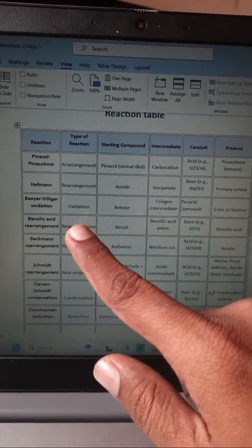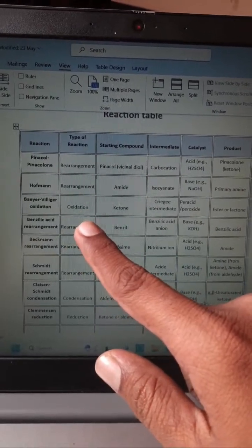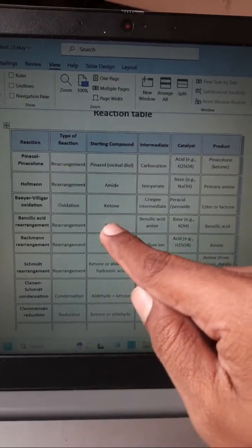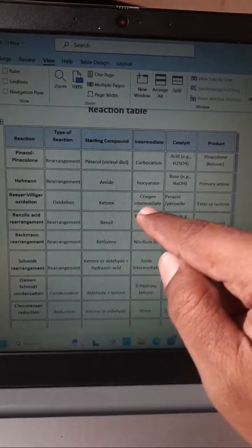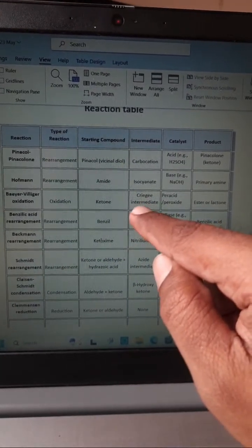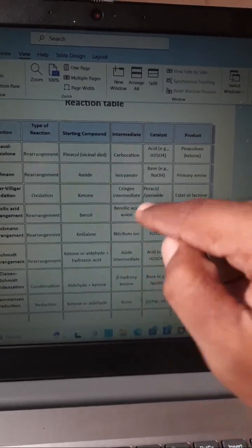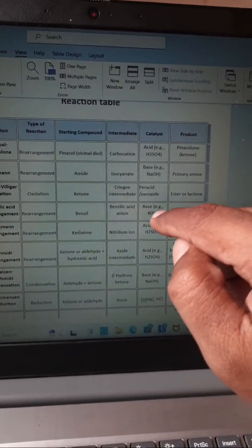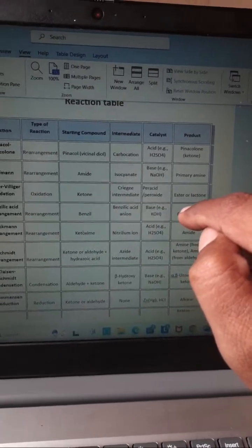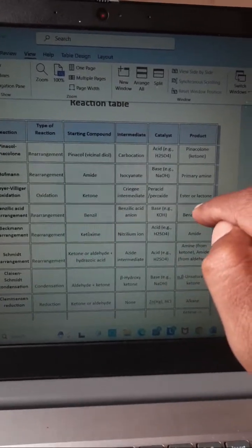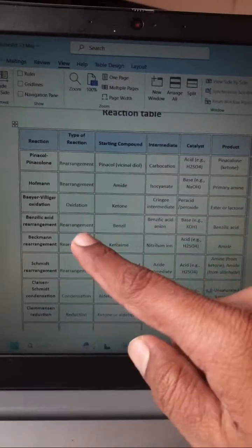Baeyer-Villiger oxidation, it's an oxidation type of reaction. The starting compound is ketone, and the intermediate is Criegee intermediate. For this we require catalyst peracids or peroxides, and the product formed is ester or lactone, cyclic ester.